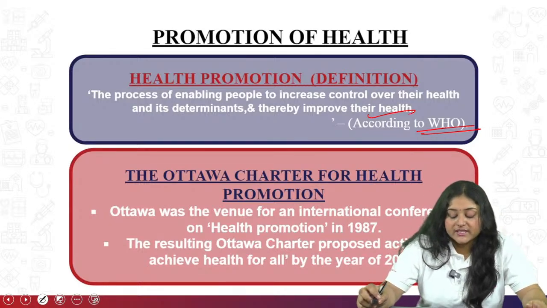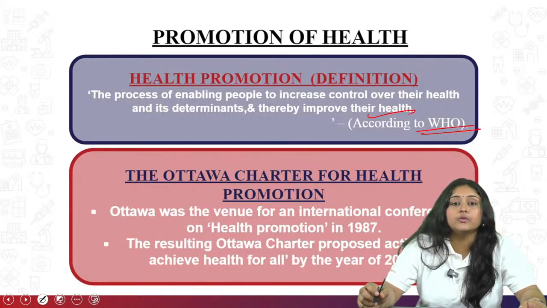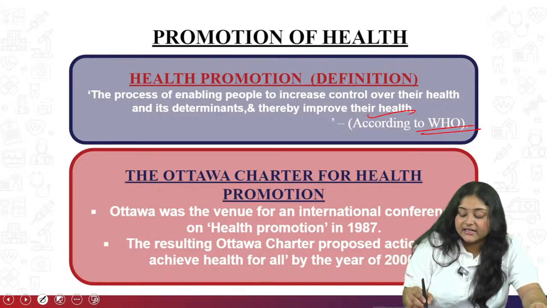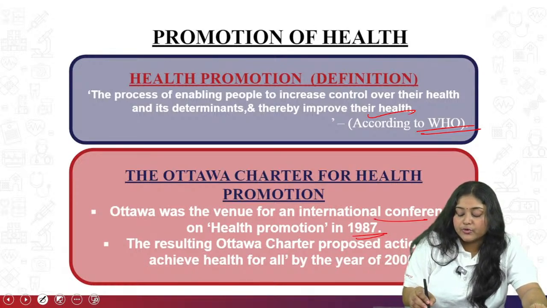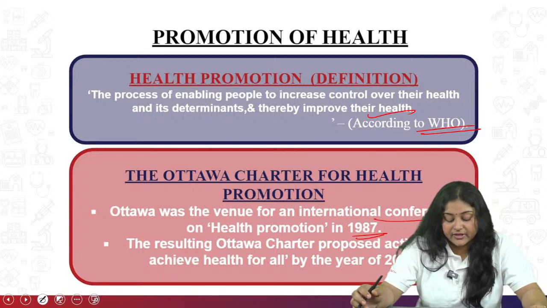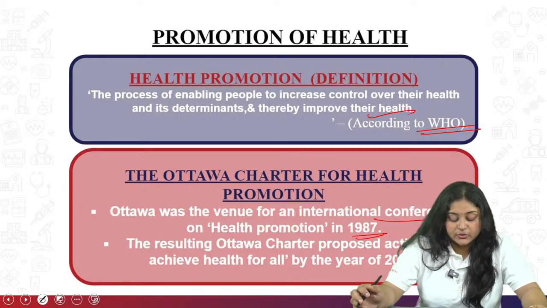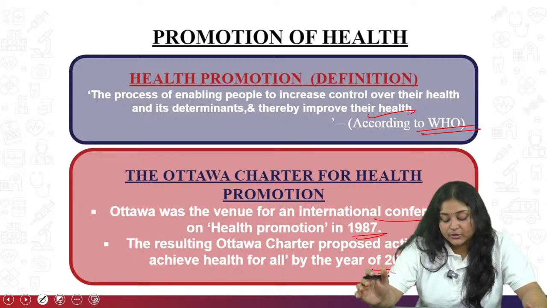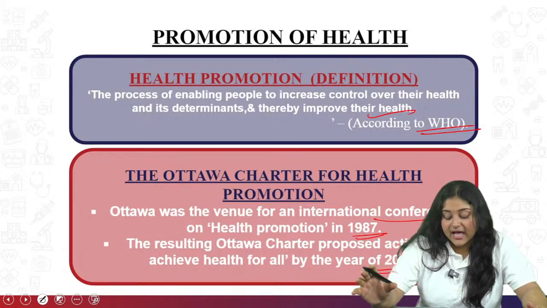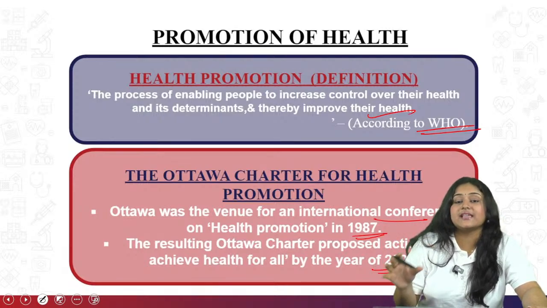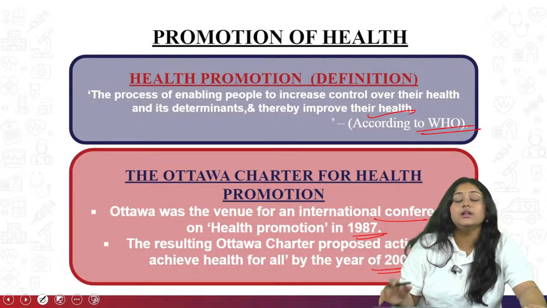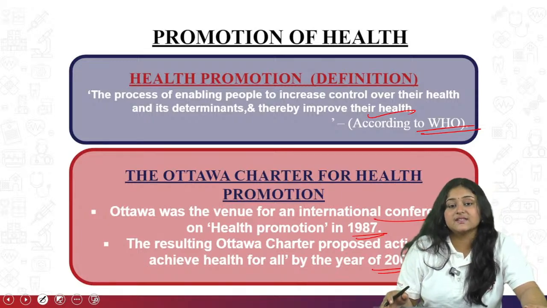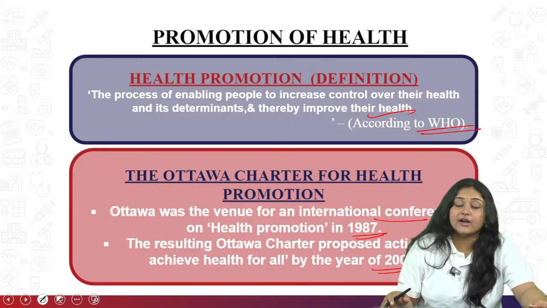Next is the Ottawa Charter for Health Promotion. Ottawa was the venue for an international conference on health promotion in the year 1987. The resulting Ottawa Charter proposed to achieve health for all by the year 2000. So by the year 2000, the Ottawa Charter had some resulting factors through which they could achieve health for each and every community sector in our community area.